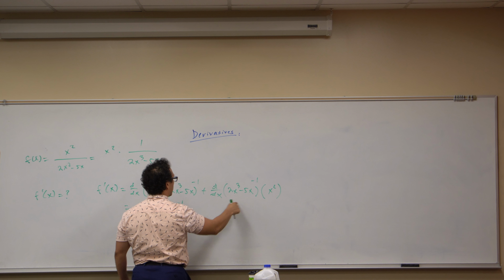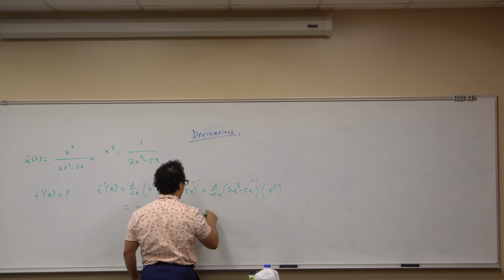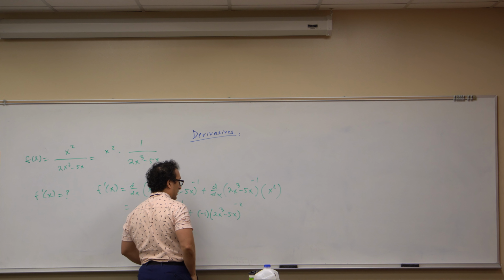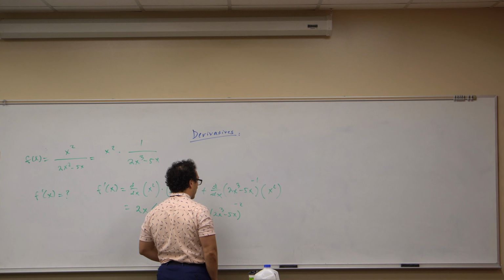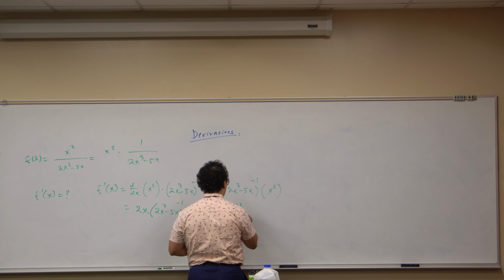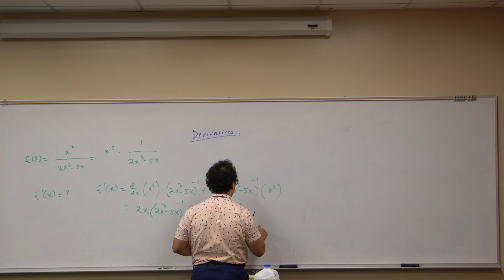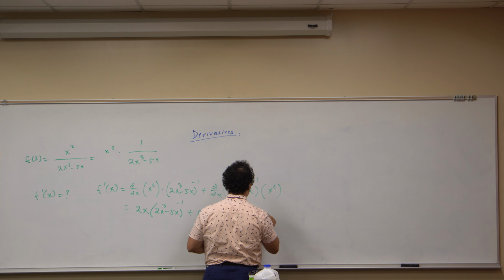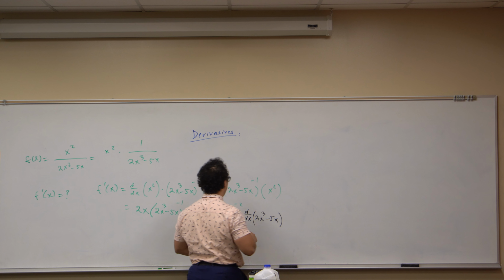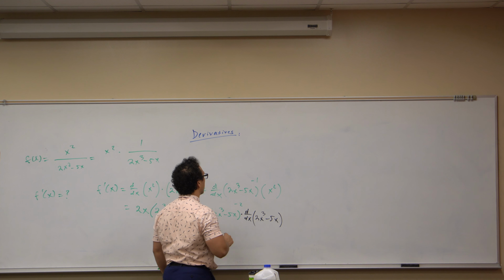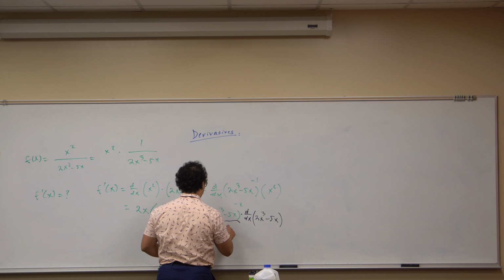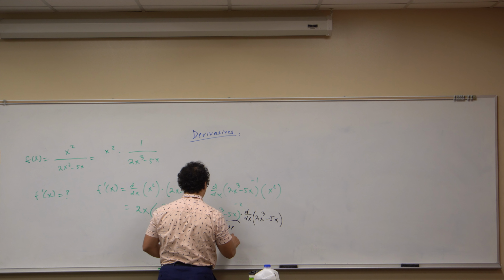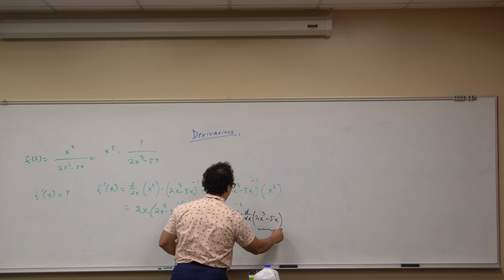Here, when we take the derivative of this piece, we get this negative 1 times 2x cubed minus 5x raised to the negative 2 power. And here's where the chain rule gets involved. You have to take the derivative of the inside function times d dx of the inside function, 2x cubed minus 5x. Okay? Because we already, this part took the outside function derivative. This is outside function. This is inside function.